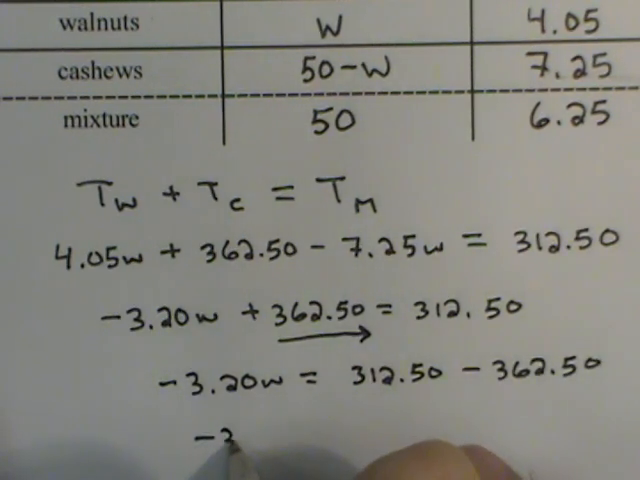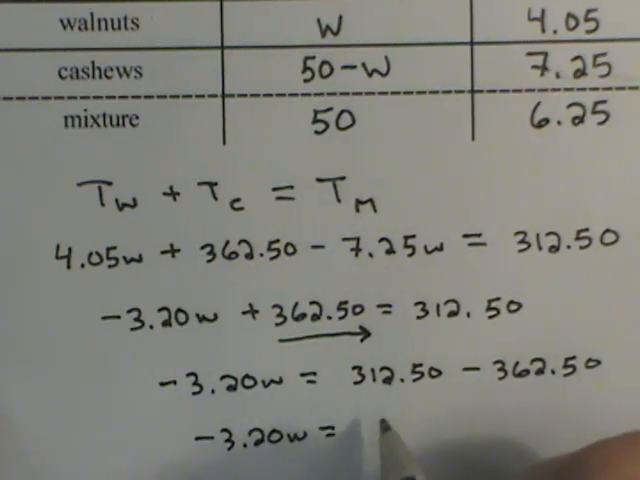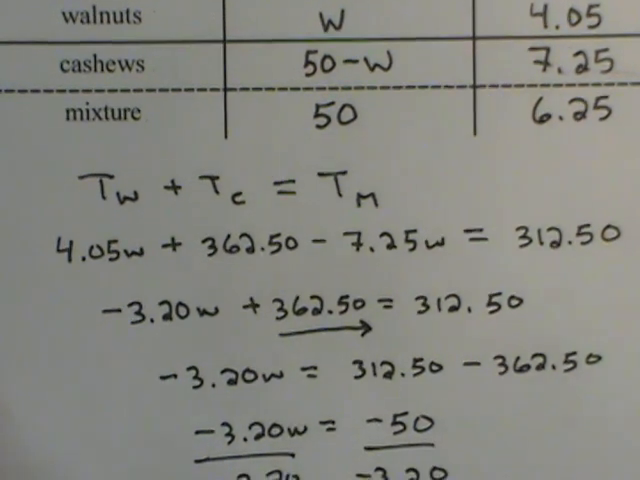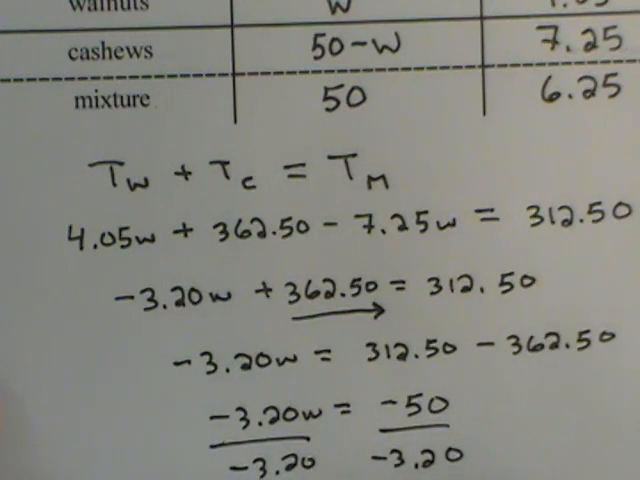So I get negative 3.20W. Now this doesn't bother me because I'm expecting negative versus negative. When I divide out, that'll become positive. And this is negative 50 here. As I divide by negative 3.20, that creates W equaling 15 5/8.